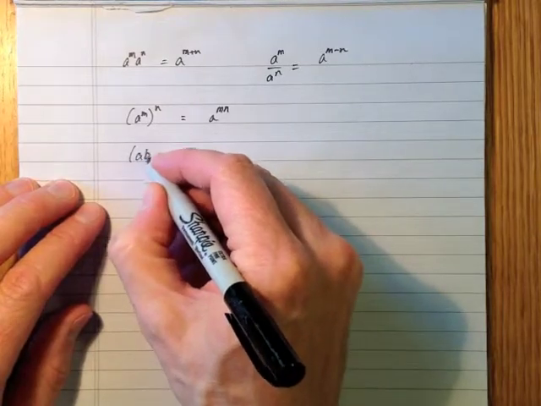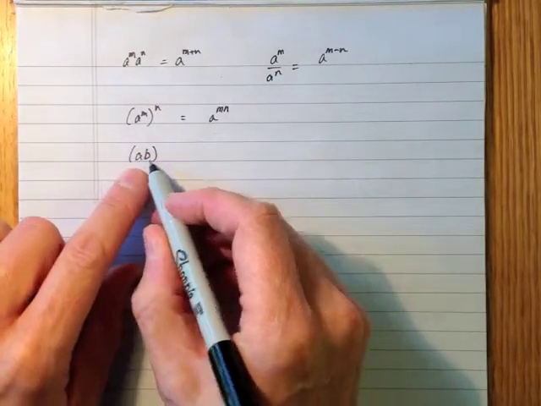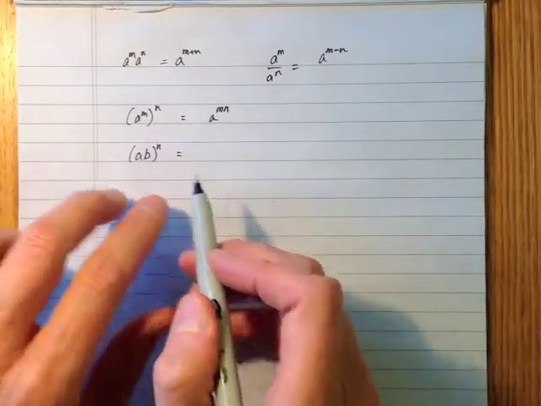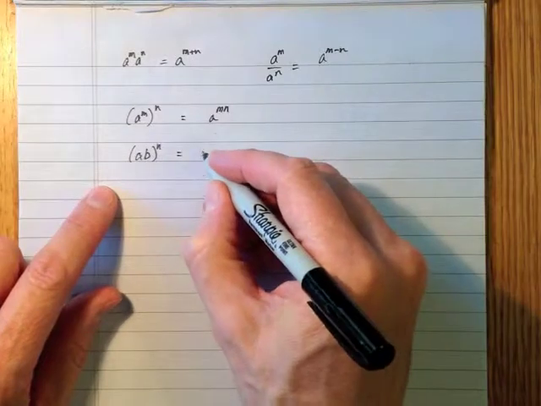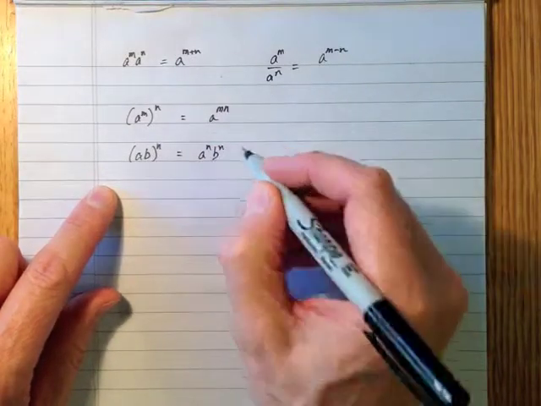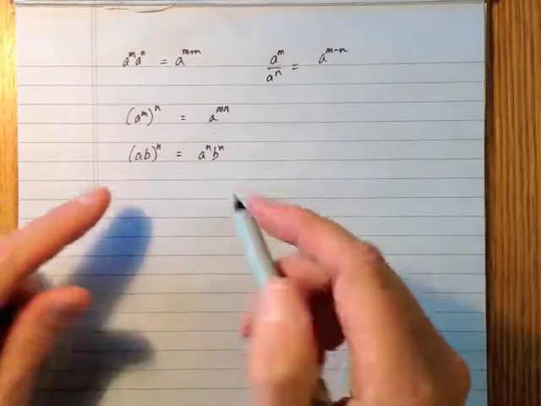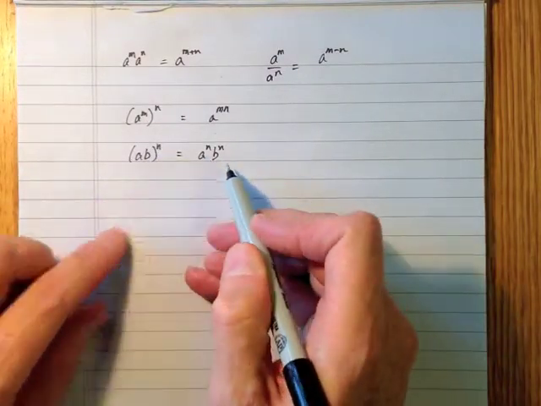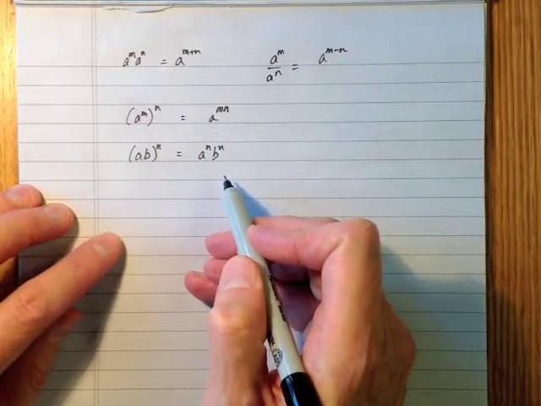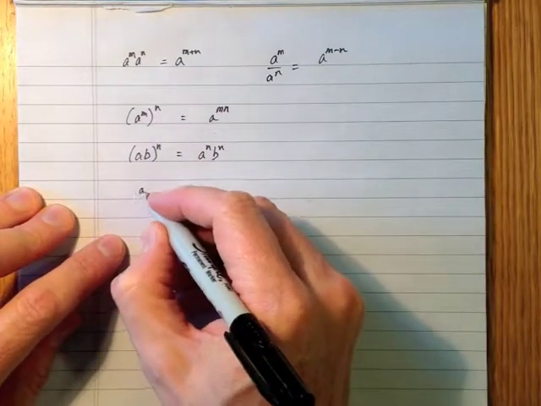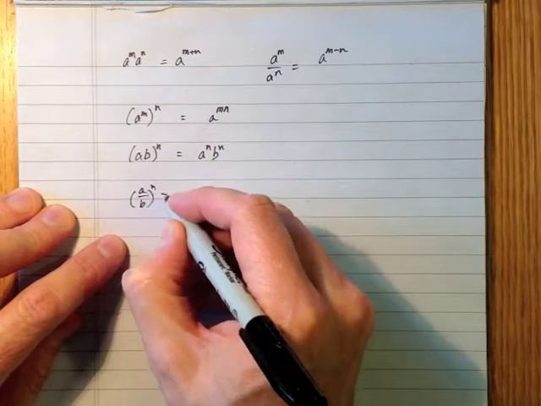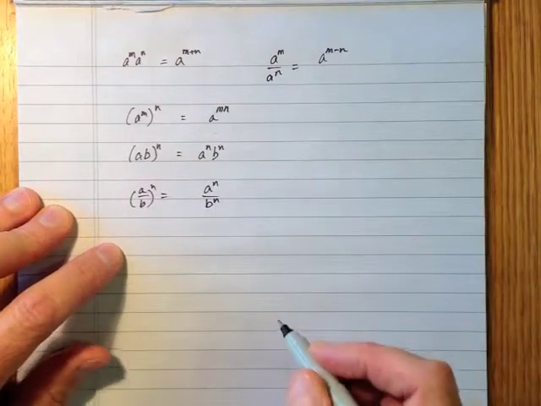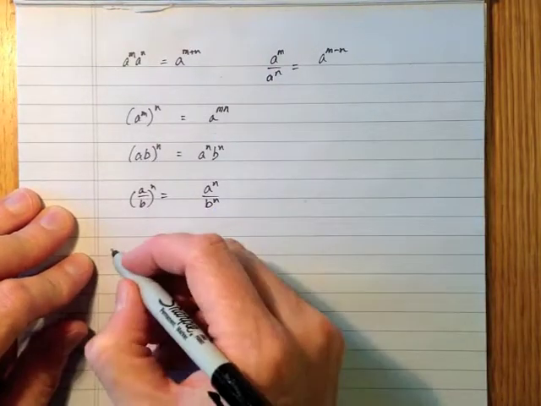Another useful rule is, if you have a product in here, a times b raised to the nth power, think about that. If you wrote all that out, you'd have a bunch of ab, ab, ab. How many a's would you have? You'd have n of them, and you'd have n b's. The order in which we multiply things doesn't make any difference. So ab raised to the nth power is the same thing as a to the n times b to the n. It's also true that a over b raised to the nth power is the same thing as a to the n over b to the n. But here's a warning.